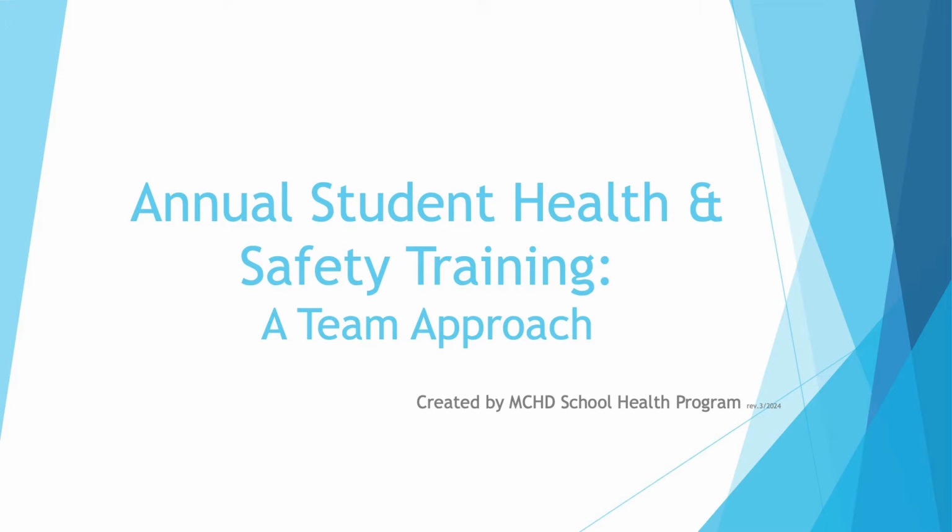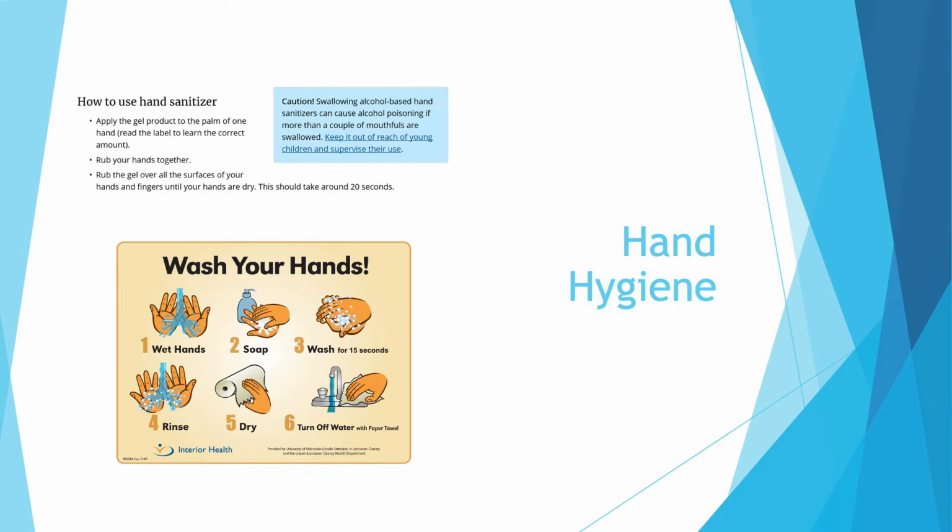Today we are going to present an overview of health-related information in the school setting. Hand washing with soap and water is the number one way to prevent illness. Hand sanitizer can be used in the absence of running water if hands are not visibly soiled.